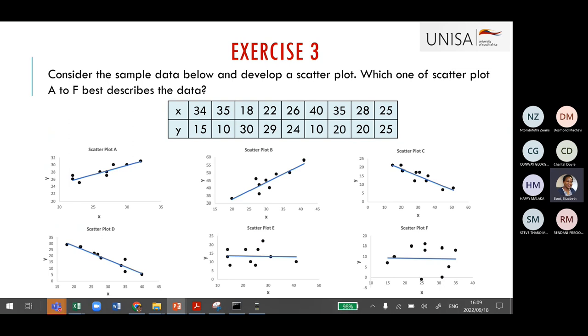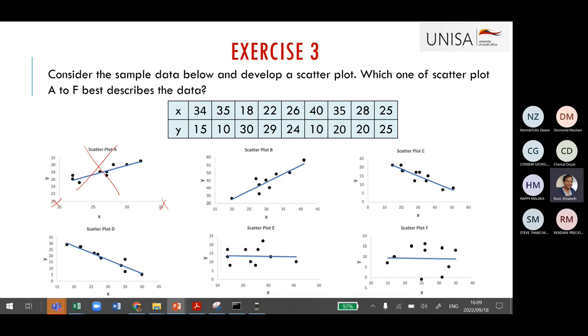The first thing you can do is do a process of elimination based on the x-axis and the y-axis. Like, for example, if I look at my scatter plot A, I will use that one as an example. A says I'm starting at 20 on the x-axis and I'm ending up at 35. If I go to my x-axis, it starts at 18 and it ends at 40. So therefore, it means there are some limitations on this x-axis. Already, I can do a process of elimination from there.